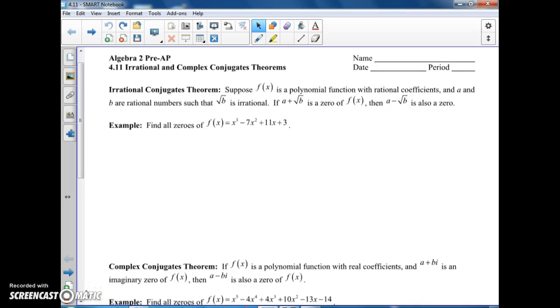Okay, so here's what you're going to do. Find all the zeros for this, right? All right, so what's P over Q? 3 over 1, right. That's what you learned yesterday. P over Q is 3 over 1, like that, right?